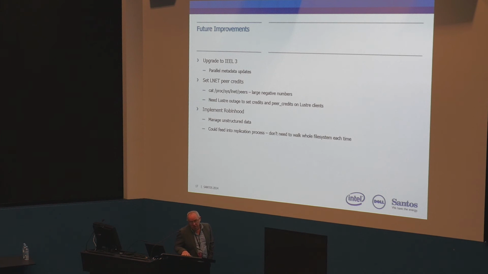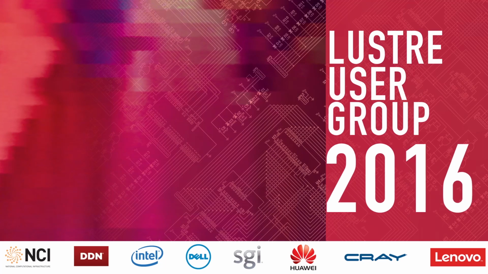So there's an ongoing issue with the metadata performance, and we're looking into that. With the replication process, we're really hammering the metadata servers and hitting the headroom on that. So we're looking at working closely with Intel and Dell and the Santos team to improve that on a single metadata target, but also, as I say, the plan is to move to DNE at some stage and have multiple metadata targets to improve that performance.